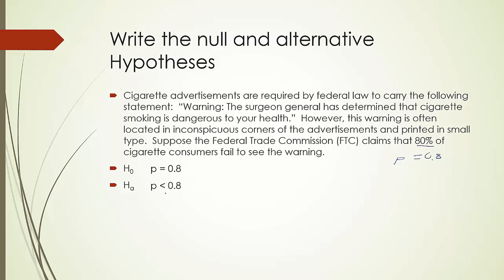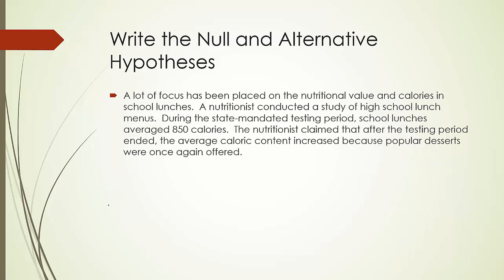These two hypotheses are again mutually exclusive. This is exactly equal. This is anything less, but this is not two-tailed because more than 80% would not help the advertiser's case. Let's look at a third example. This time again, we're to write the null and alternative hypotheses.